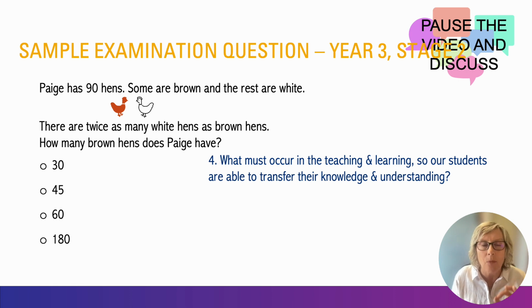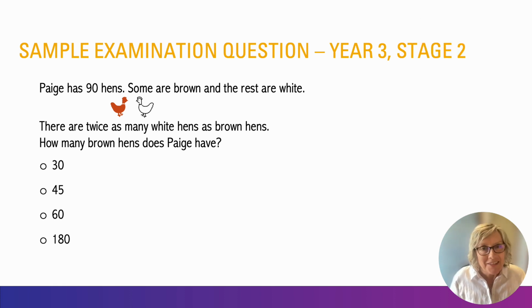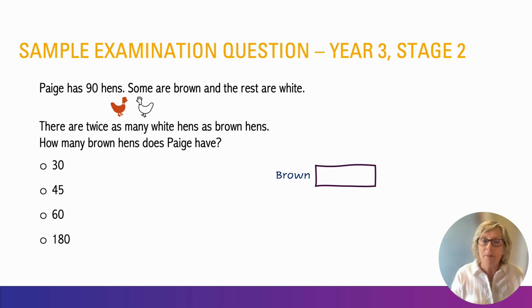Now, rectangles are really useful because they're easy to draw and they can display proportional relationships. So let's consider how our students could unpack the information in this question by using a pictorial representation, a bar model. So the first question is, what's the basis of the unknowns? And that's the brown hens. We know that the white hens are double the brown hens, so let's represent those brown hens using a rectangle. Don't know the size? We just represent it as a unit in rectangular form.